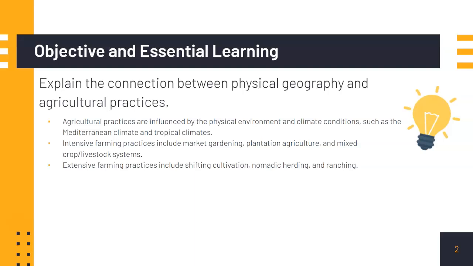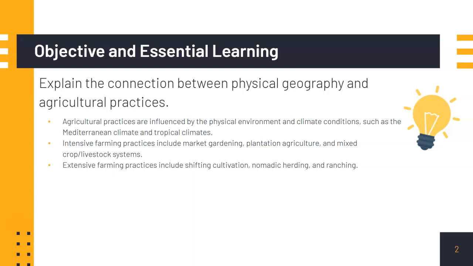Now let's look at two main categories of agricultural practices: intensive farming and extensive farming. Intensive farming practices require a lot of labor or resources relative to the land area being farmed. Examples include market gardening, which focuses on growing fruits, vegetables, and flowers close to urban areas to sell locally; plantation agriculture, typically found in tropical regions where large-scale operations grow cash crops like tea or rubber; and mixed crop livestock systems, where farmers raise animals and grow crops on the same land, using the crops to feed the animals.